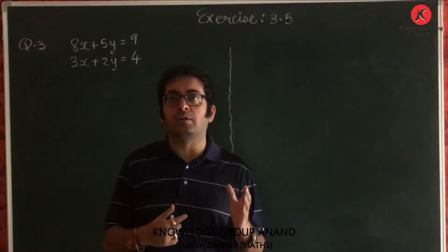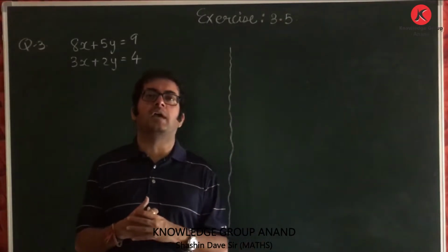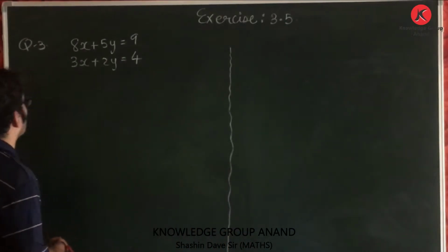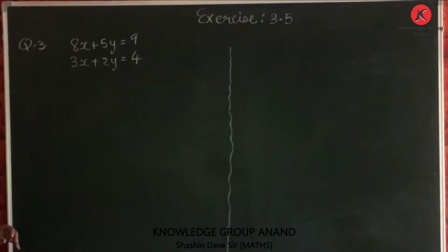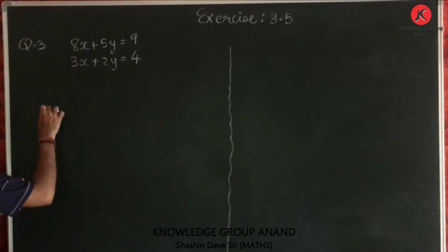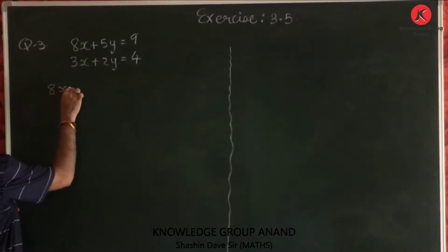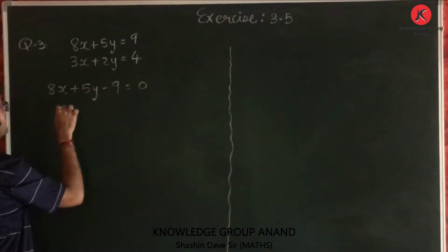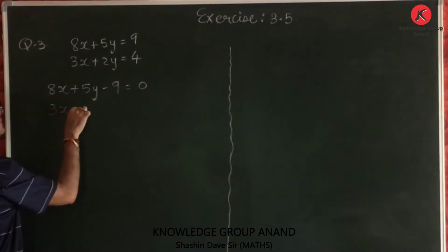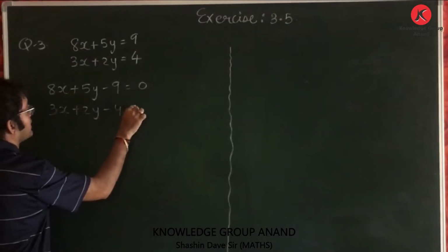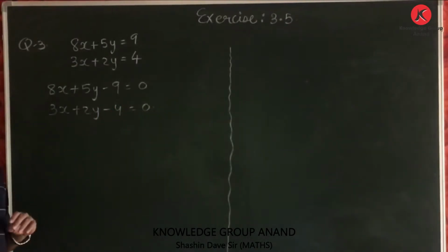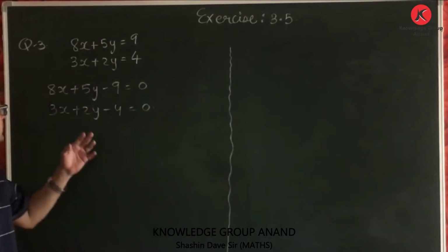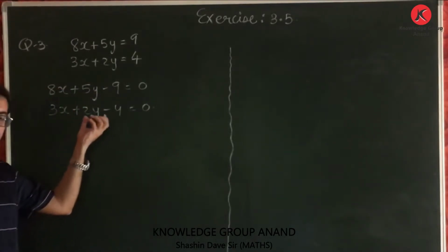So I need to convert it into the standard form. That is, the standard form is ax plus by plus c is equal to 0. So now this given pair of equations, when I convert it into the standard form, will become 8x plus 5y minus 9 is equal to 0, and the second equation will be 3x plus 2y minus 4 is equal to 0. Now, in the substitution method, we used to take the smallest coefficient and substitute it.